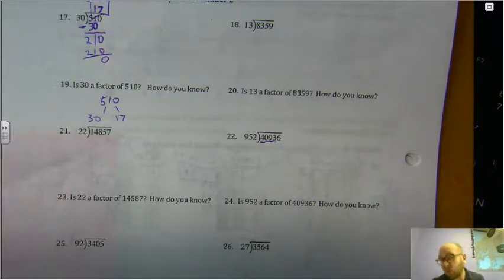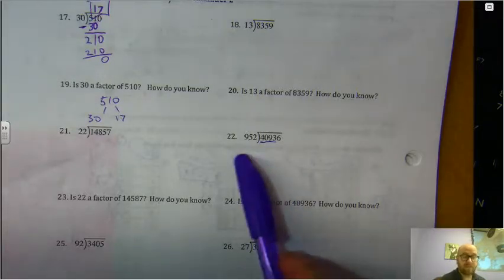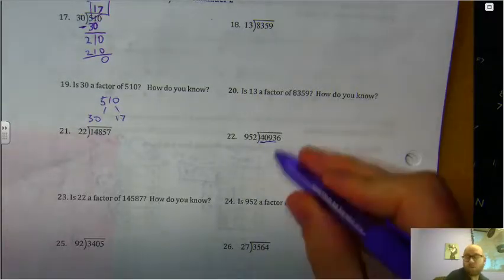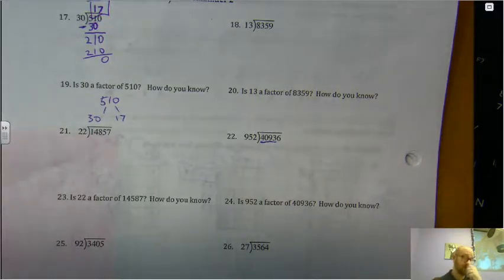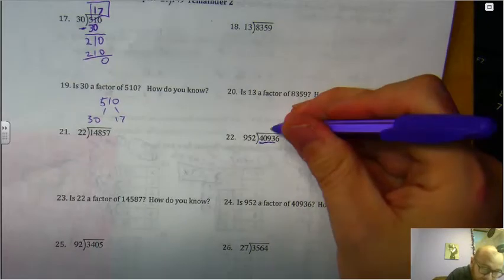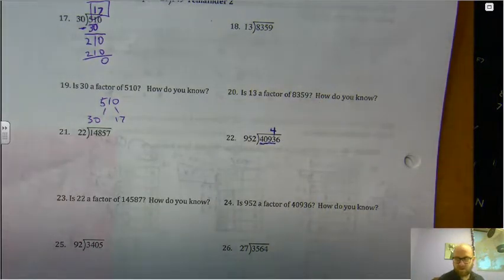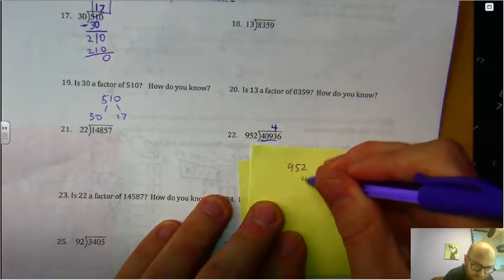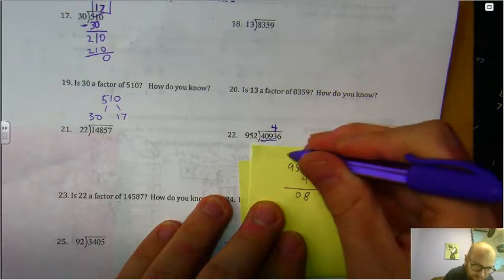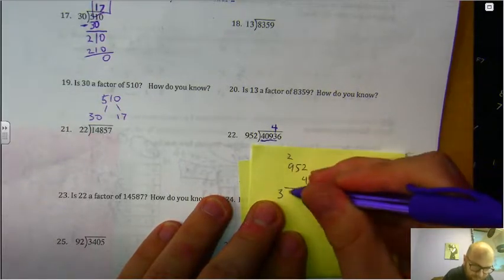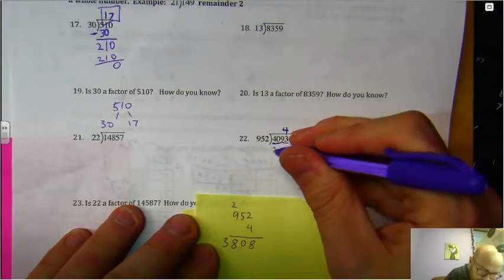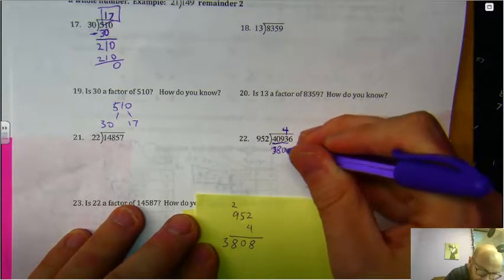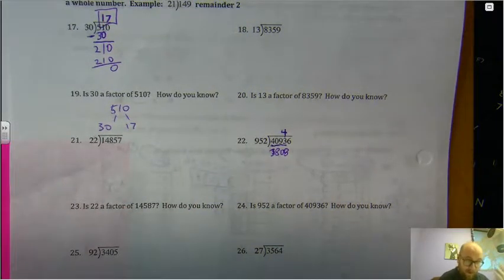Well, I know the answer is 4 because 952 is almost 1,000, and then we're at 4,000, so I know it'll fit in at least four times, but I don't know what the remainder is going to be. So let me figure this out. First thing I've got to do is figure out what 4 times 952 is. I'll do this on a little scrap piece of paper here. So 952 times 4, that's 8, that's 20, that's 36, bring down the 2 is 38. So I know that this is 3,808. Now I can subtract.